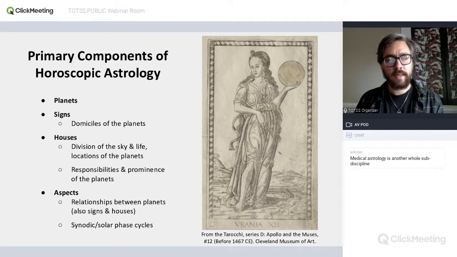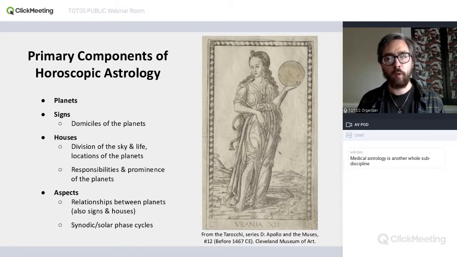All right, and then this last thing here doesn't fit exactly into aspects. I kind of grouped it in here. We'll talk about this a little bit in the last class. We've already mentioned it a little bit, but we'll talk about it again in the last class, which is synodic or solar phase cycles. Again, it's not exactly aspects, but it is the individual planets and their cyclic relationships to the sun. So I just decided to group it here. I guess I could have made it a category of its own, but I'm including that here as well.